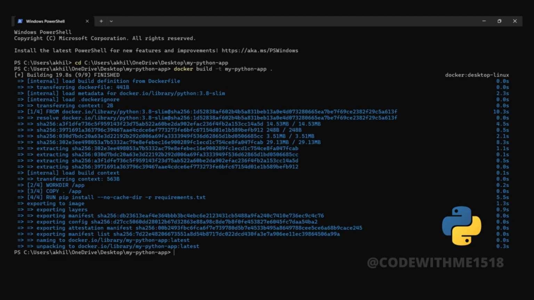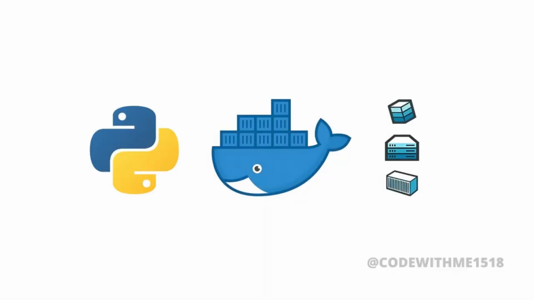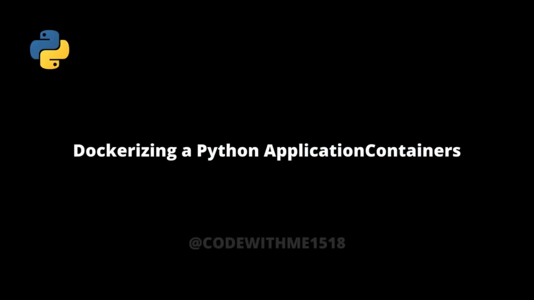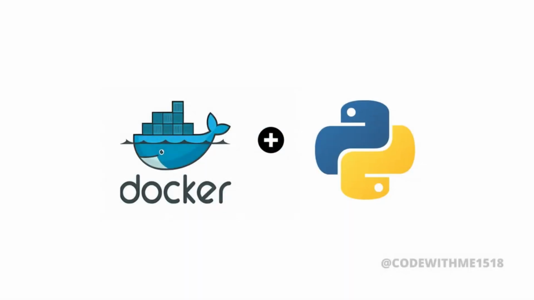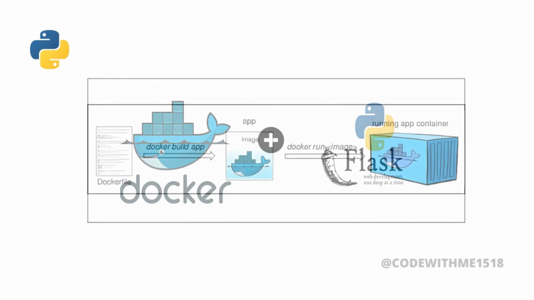Now that we've built the image, we can run the container using this command. You should see Hello, Docker printed in the terminal. This is your Python app running inside a Docker container. Now that you understand how to create and run containers, let's Dockerize a slightly more complex Python application. We'll create a Flask app and run it inside a Docker container.